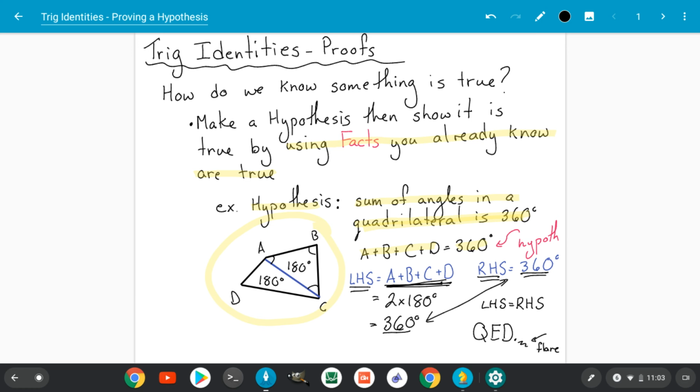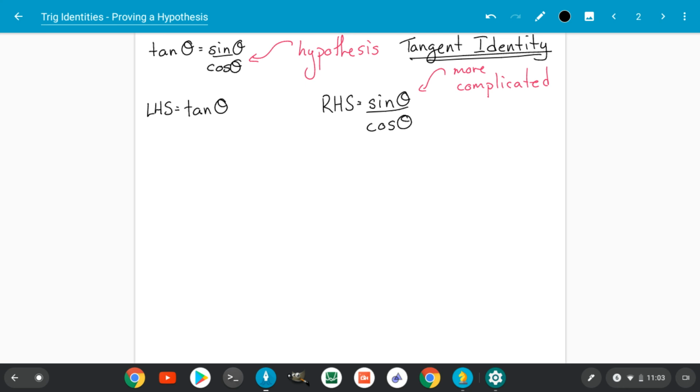Okay, now how can we use this for proving something a little bit more complicated? So on the next page here, I've made another hypothesis. Now, if it ends up being true, then we call that an identity. And since this one involves tangent, this is a very specific identity that will become a true fact that you can use in other proofs. We call this the tangent identity.